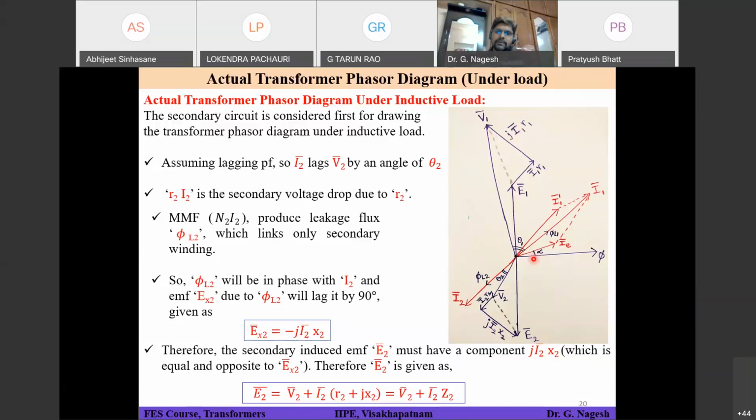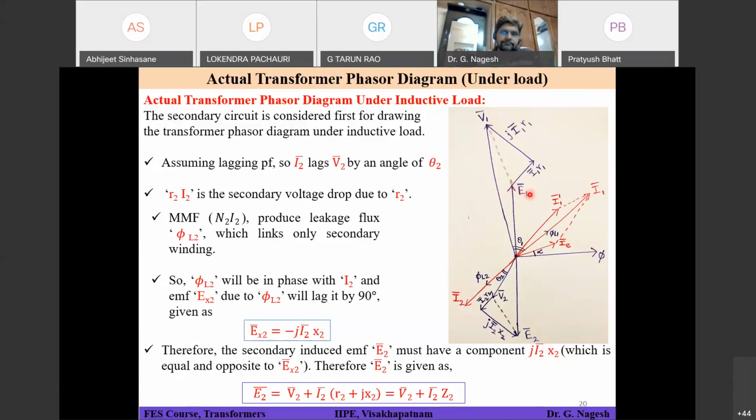So we have seen, because of Faraday's law, the two induced EMFs, and the induced EMF on the primary side we denoted as E1. This E1 is considered as the voltage drop in the direction of the primary current or excitation current. That's why we have it 90 degrees leading with respect to phi. So this is called the primary induced EMF, or primary voltage drop in the direction of excitation current.